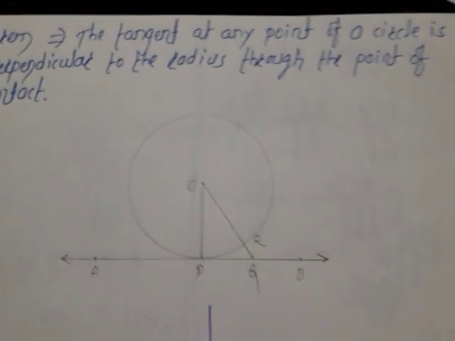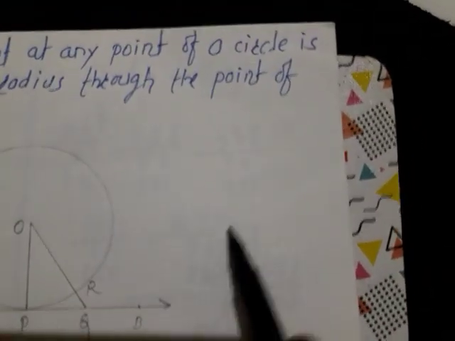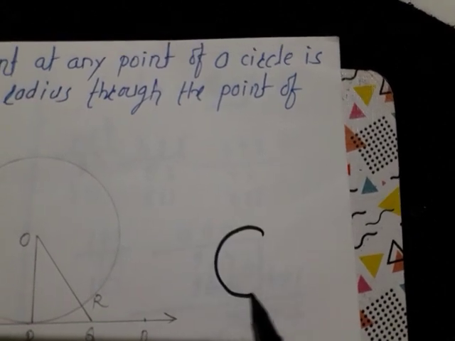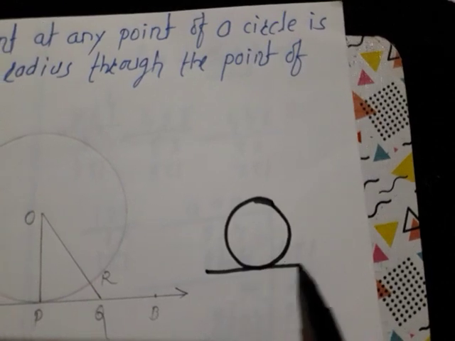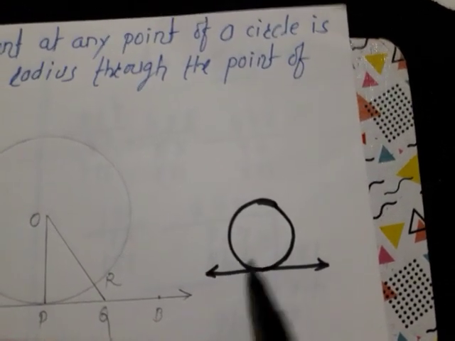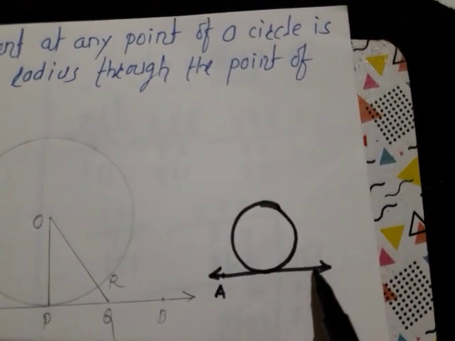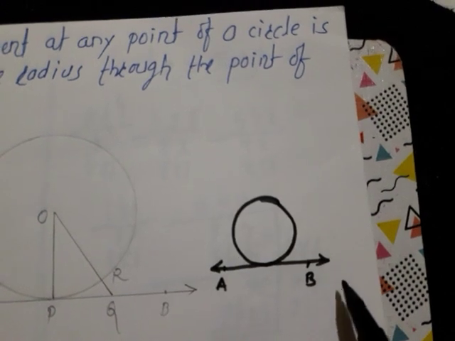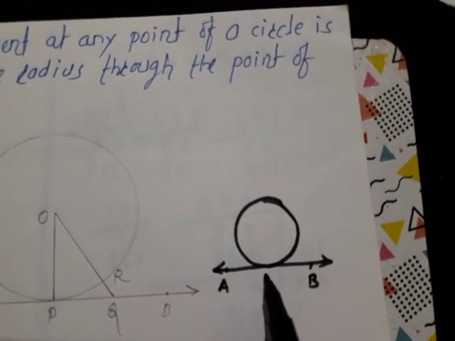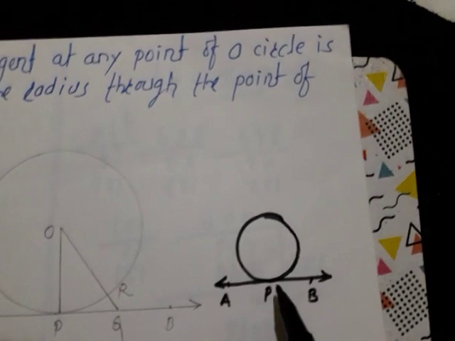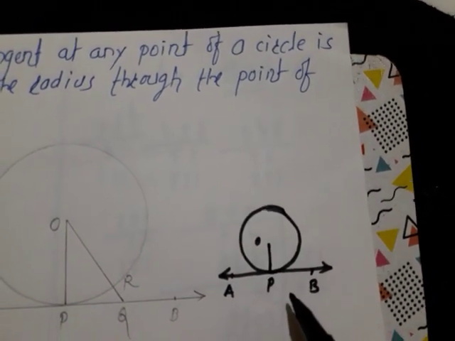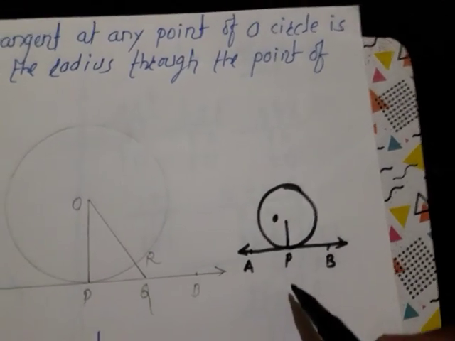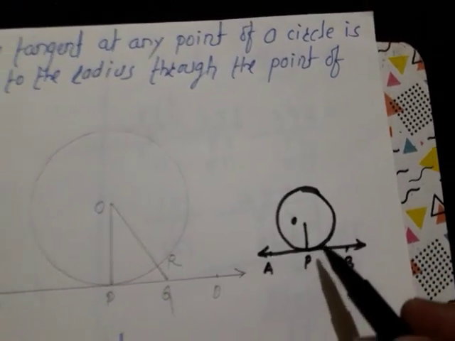I will explain what type of figure it is. Suppose here there is one circle, and one tangent. The name of the tangent is AB. The tangent intersects the circle at point P, and the center is O. Then OP is the radius.